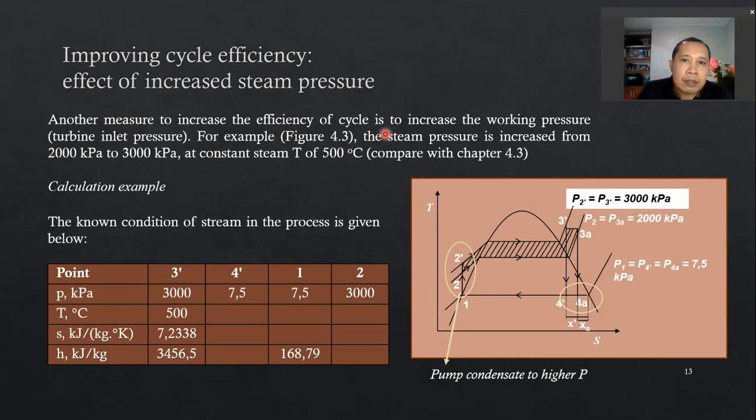All right. So another measure to increase the efficiency is to increase the working pressure or turbine inlet pressure. Right? So this is what's happening if you increase the steam pressure. Practically, you do that by increasing the outlet pump pressure, okay, condensate pump pressure. Okay, so here, this practically means that you're pumping the condensate to higher pressure. Okay, and then you can do the rest of the cycle analysis. Okay, the end result is the same. You end up with a drier turbine outlet condition. This is, of course, assuming that the turbine outlet temperature is the same as the basic cycle.